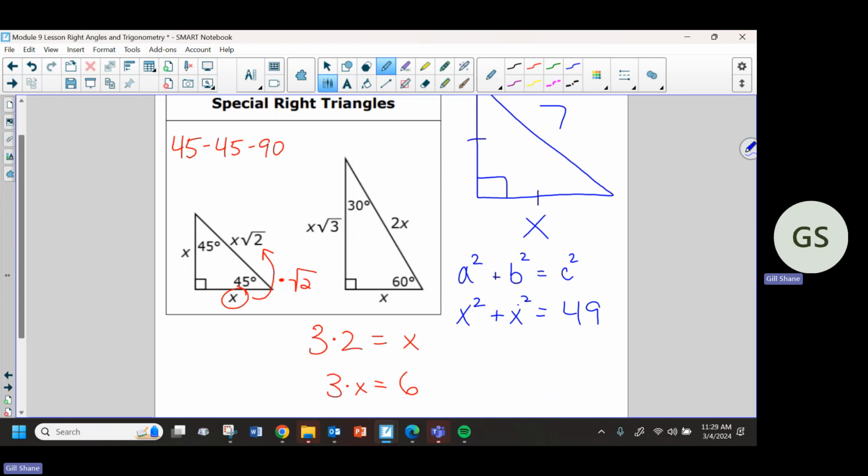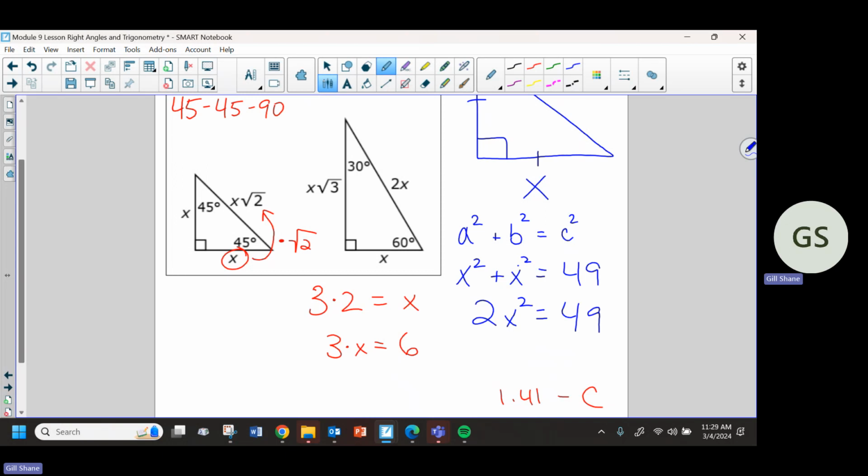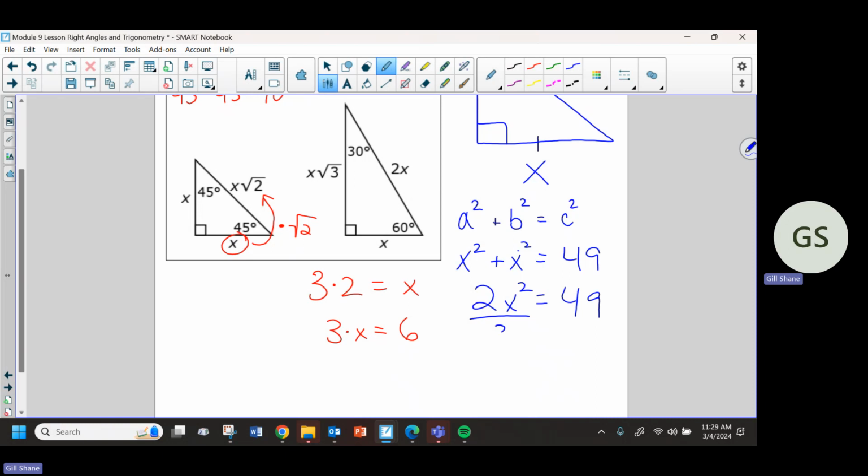How many x squareds do I have? I have 2 of them, right? X squared plus x squared is 2 times x squared. So now I need x all by itself. If I need x by itself, what do I have to get rid of? I've got to get rid of the 2 first. So if that was 2 times x squared, I do opposite math, and then I get the x squared. And then I have to get rid of the squared part.